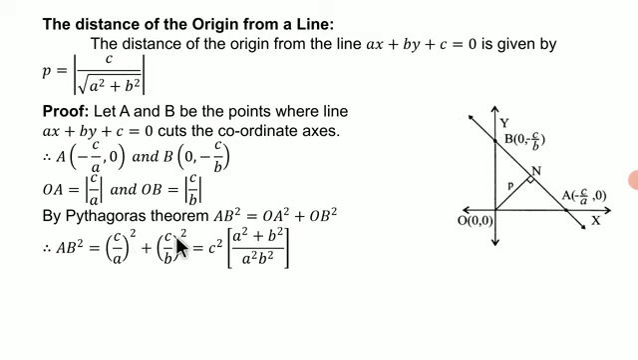If we take c square as a common part, we remain with 1 upon a square plus 1 upon b square inside the bracket. After taking the LCM, we get AB square is c square multiplied by (a square plus b square) divided by a square b square. Therefore, AB is equal to modulus of c upon ab into square root of a square plus b square. In this way, we get the value of AB.